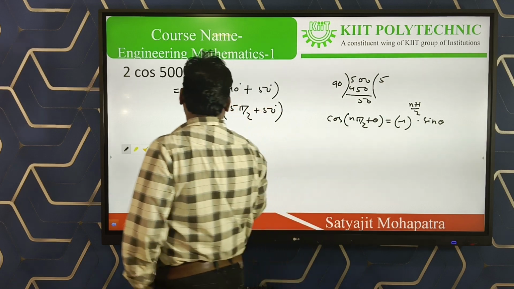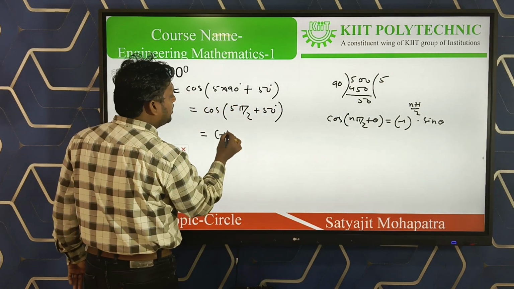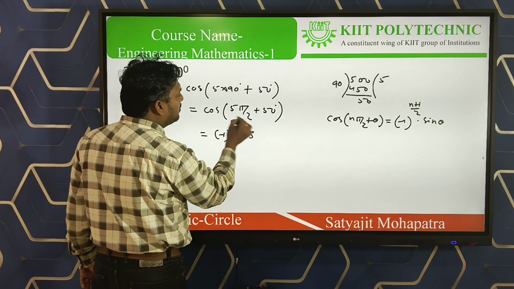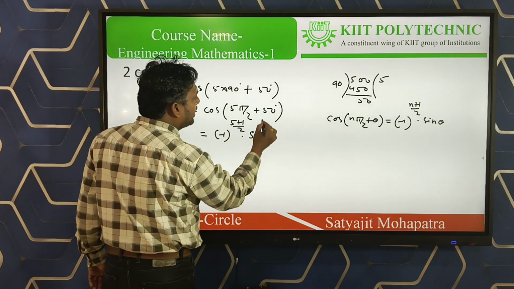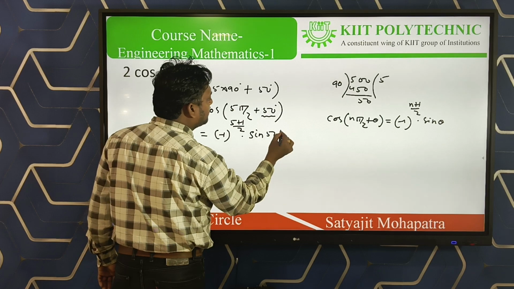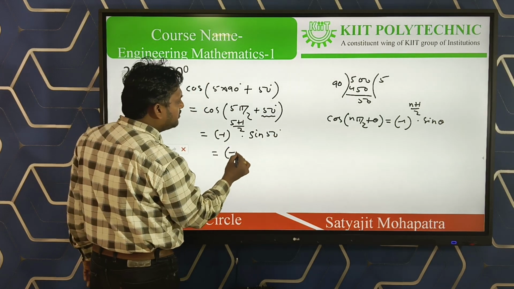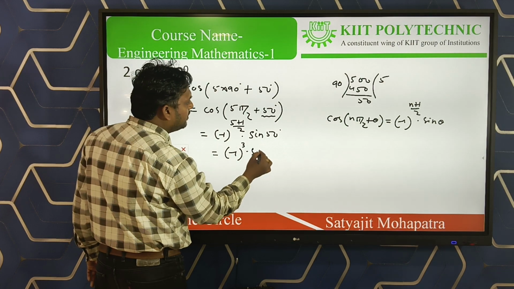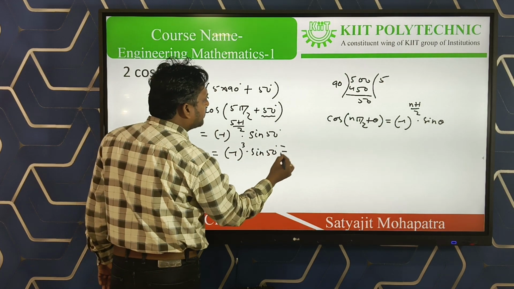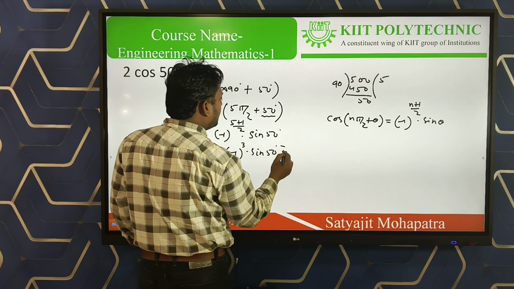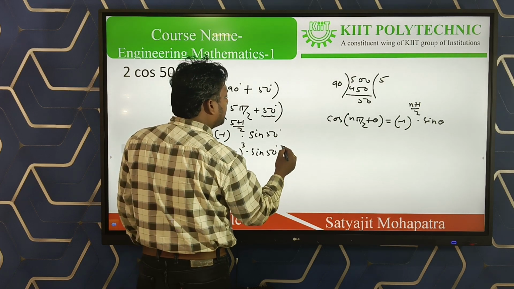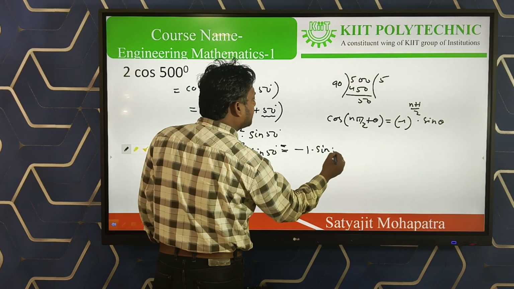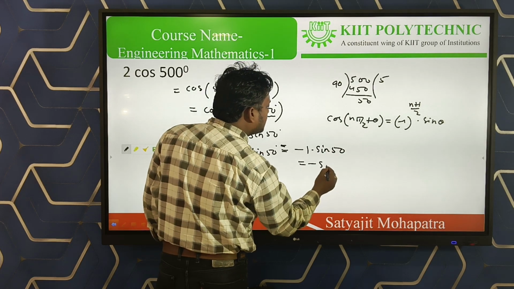This formula is to be used here: minus 1 to the power (5 plus 1) by 2, into, due to 90, cos changes to sin, and the angle theta is 50. Now it becomes minus 1 to the power 6 by 2, that is 3, into sin 50 degree. Minus 1 to the power 3 is minus 1, so the answer becomes minus sin 50.